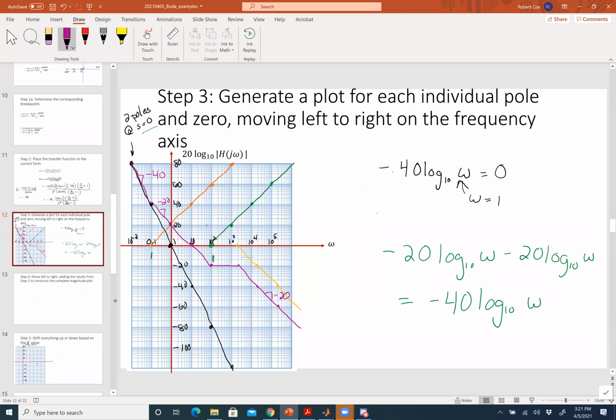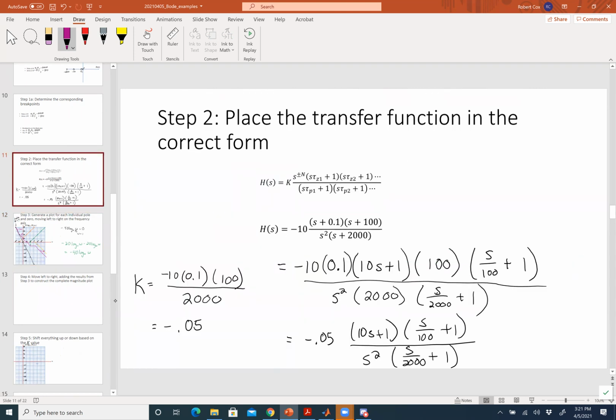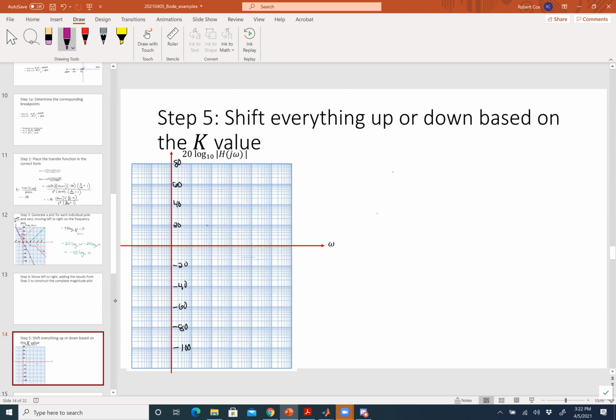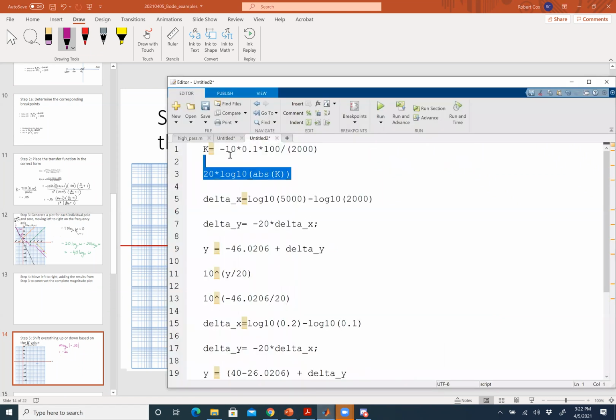So now I have one step left. What have I not done here? Add k into the equation. I've got to do that shift. The shift was, I had this k equal to negative 0.05. If I do 20 log 10 of the absolute value of negative 0.05, because remember, it's a magnitude, that works out to be negative 26 something. 26.02, something like that.